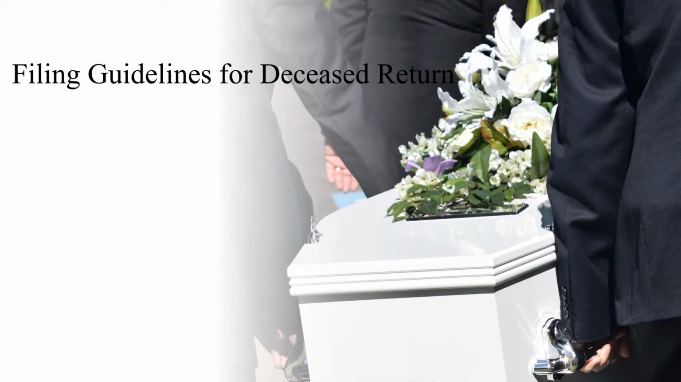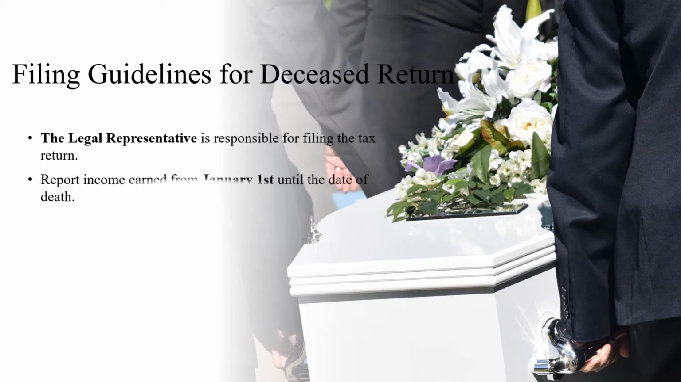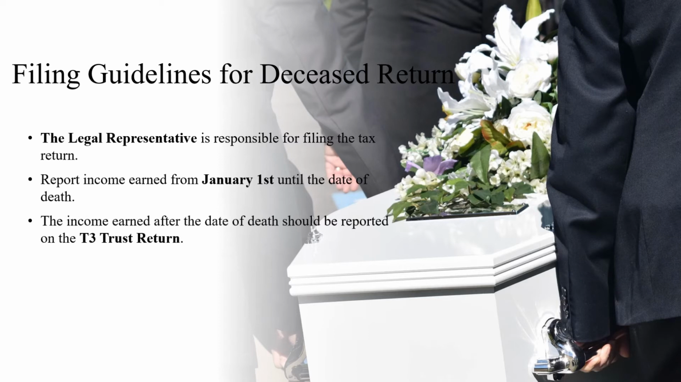When a taxpayer passes away, a final tax return must be submitted for the taxpayer by their legal representative. On the final return, the taxpayer's income must be reported from January 1st up to and including the date of death. Any income after the date of death needs to be reported on a T3 trust income tax return.